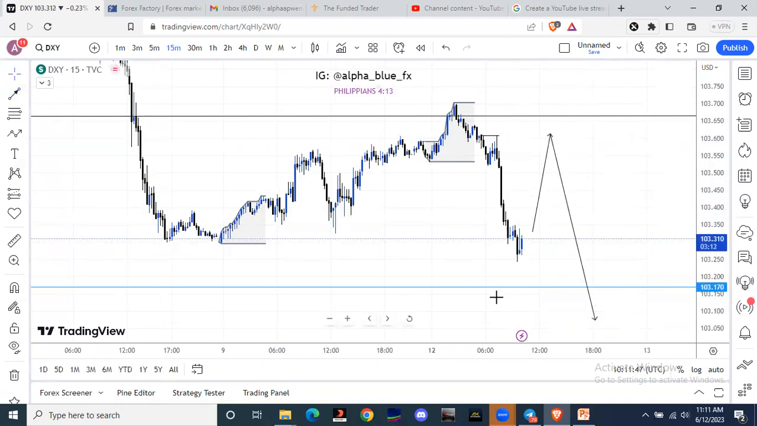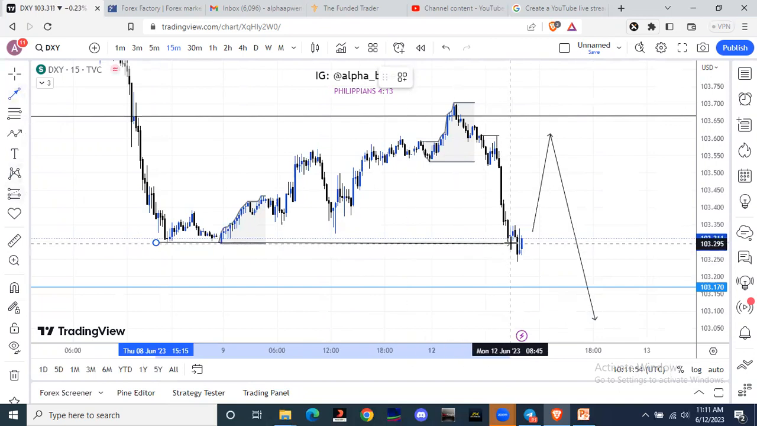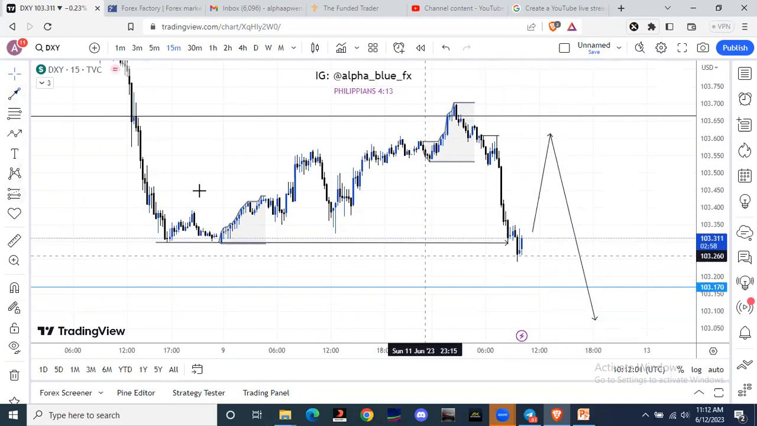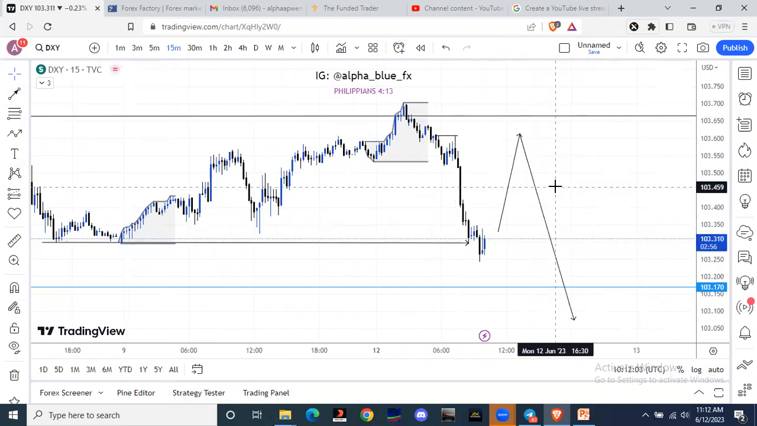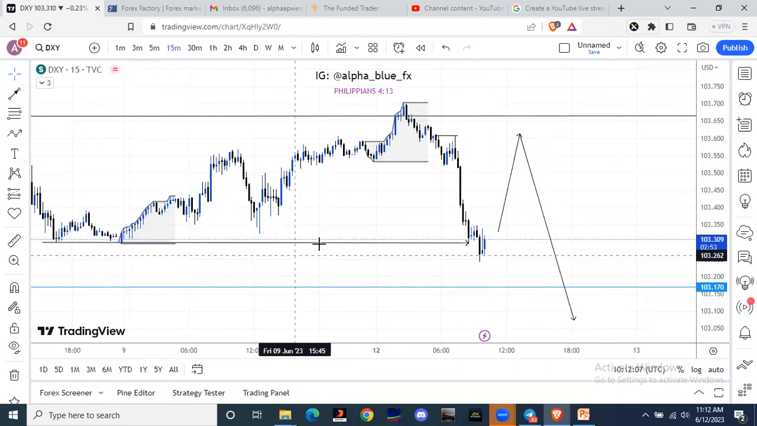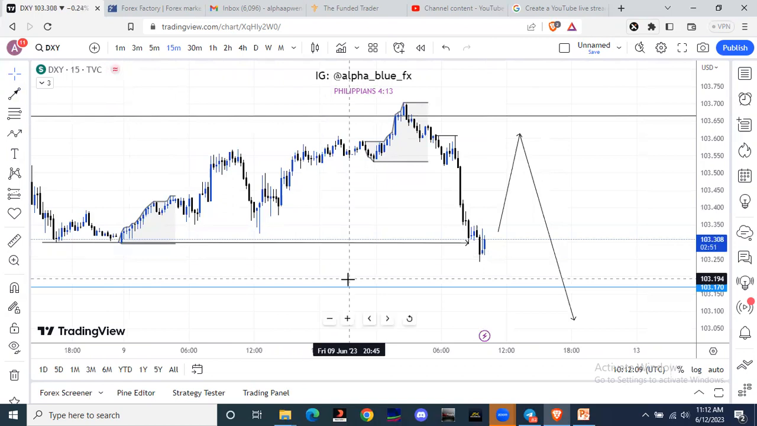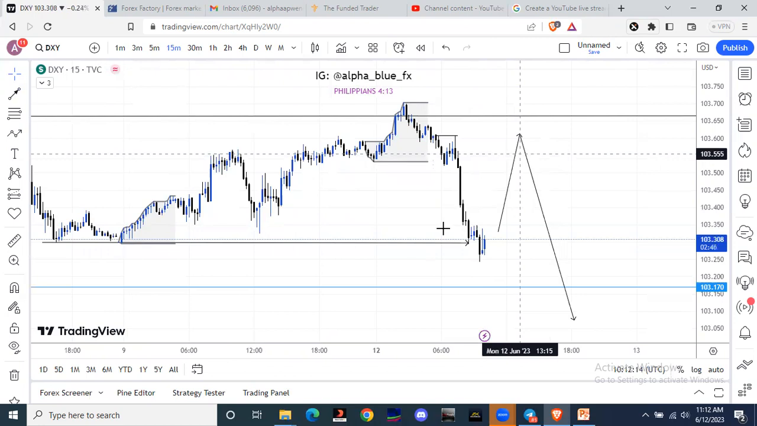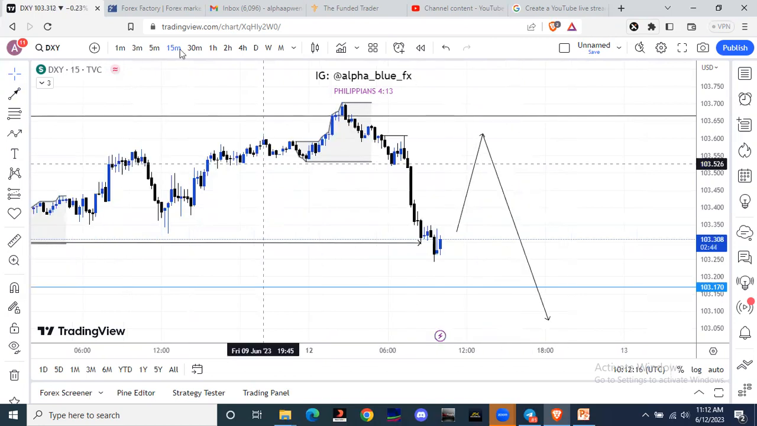So now the DXY has cleared this liquidity right here. That's taken out this low. That's grabbed liquidity, right? So what do we expect? We're expecting that as it has grabbed this liquidity, it should buy, it should push up, because it has taken out a lot of stop losses, a lot of take profits, a lot of orders that will be able to feed it to buy to the upside.